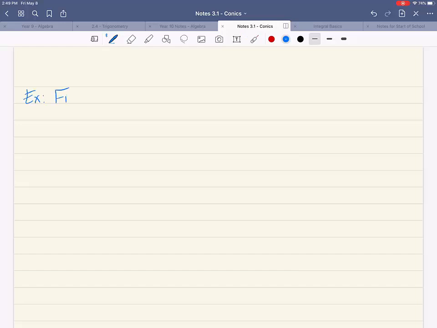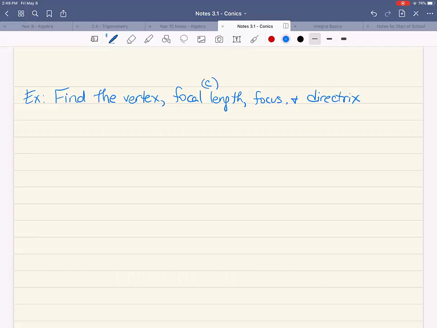The directions will usually say find the vertex, focal length, focus, and directrix. That's 4 things, 4 out of the 5 that we listed. Remember that focal length is c, so they're looking for c in that regard. Now, you probably are going to have to call it focal length when you note it. You also want to write down which way it opens, and I'll show you why as we do the problem.